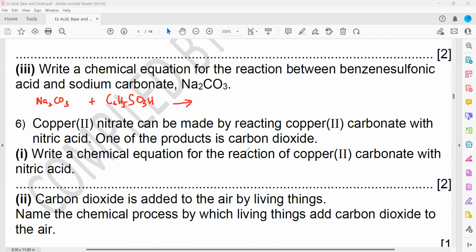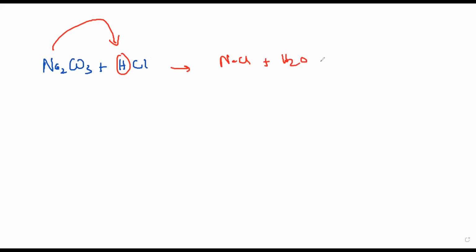When acid reacts with metal carbonate, it will give salt. So which salt will be there? The hydrogen will be replaced. Normally, say if it was sodium carbonate reacting with hydrochloric acid, the hydrogen will be replaced by the metal, and it will give sodium chloride, NaCl salt. It will produce water and carbon dioxide.